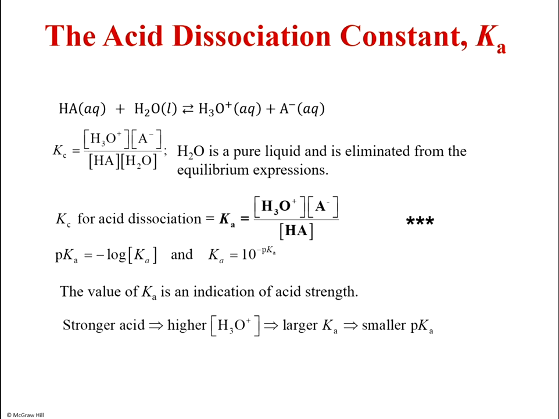The value of Ka measures the strength of the acid. Stronger acids have higher hydronium ion concentrations, larger Kas, and smaller pKas. Weaker acids have lower hydronium concentrations, smaller Kas, and larger pKas.